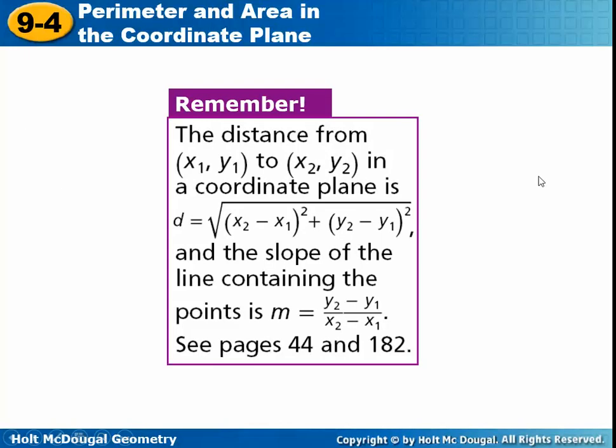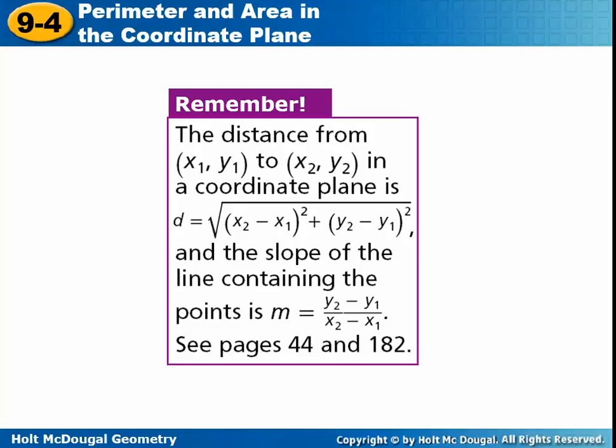We will be using the distance formula for this and also slope of lines. So remember that the distance formula is given by the difference in the x coordinates plus the difference in the y coordinates, and you square each of those and then you add them and you take the square root of that. This is really just the Pythagorean theorem, so you could also use Pythagorean theorem on these.